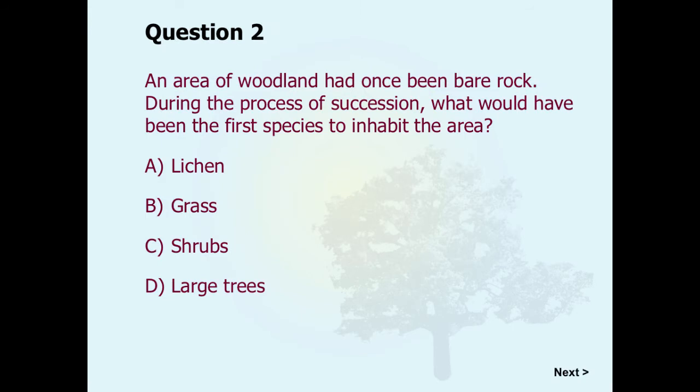So, question 2. An area of the woodlands that once was bare rock. During the process of succession, what would have been the first species to inhabit the area? And you should always know that it is lichen.